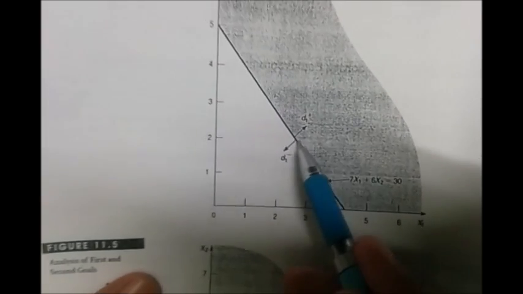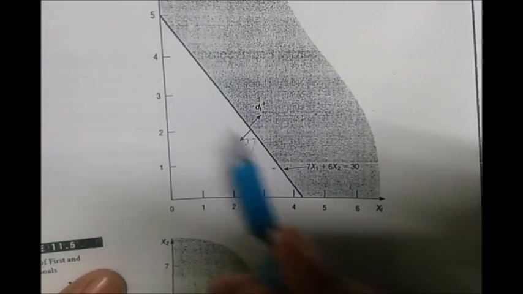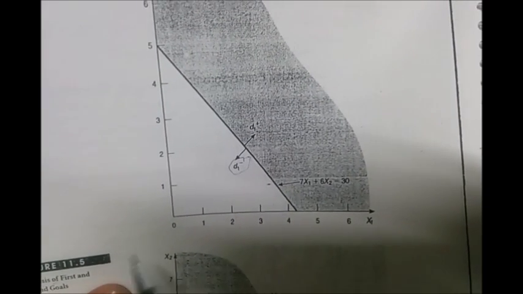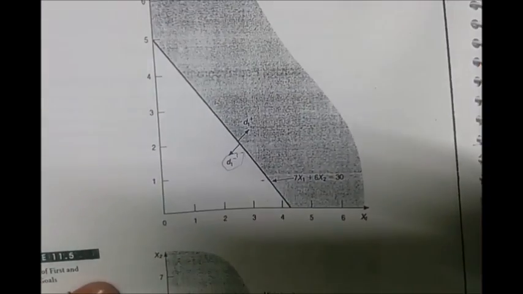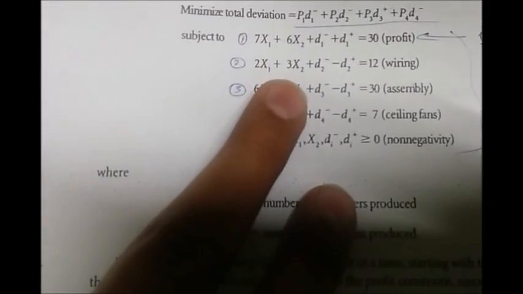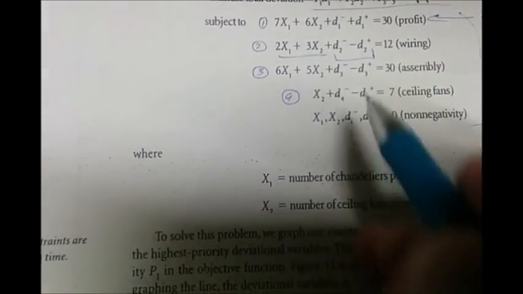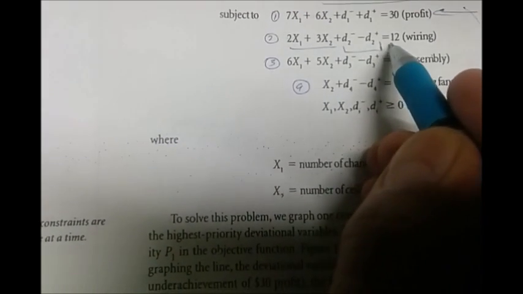So all the area below this line will be deviation, less than what I want to achieve, so it will be underachieving. So I will cut this part out of my solution, and I'll be remaining with this shaded region. Okay, now let us plot the other constraint. The second constraint is 2x1 plus 3x2 plus d2 minus; this d2 minus will come later. In plotting we do not use this, so I will be plotting 2x1 plus 3x2 is equal to 12.